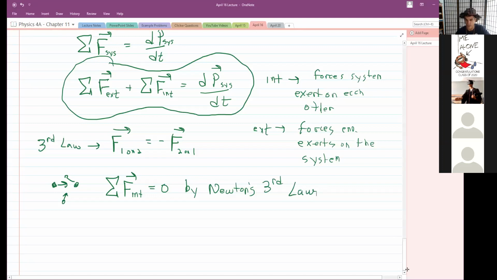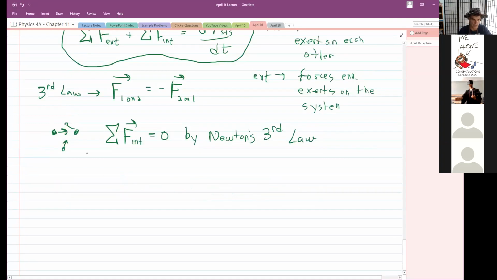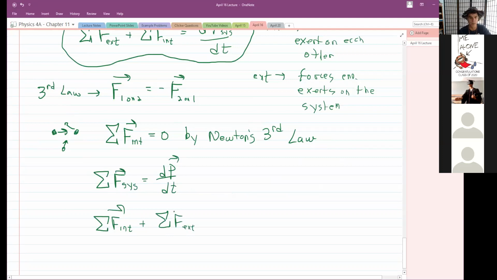What that means is when I look at the sum of the forces on a system being equal to the change in momentum of the system, and I break these forces up into either internal forces or external forces, right? Those are the only real two. I either have things in the system exerting forces on each other or things outside the system exerting forces on the system. That equals the change in momentum of the system. And the sum of the internal forces is always going to be 0 by Newton's third law.